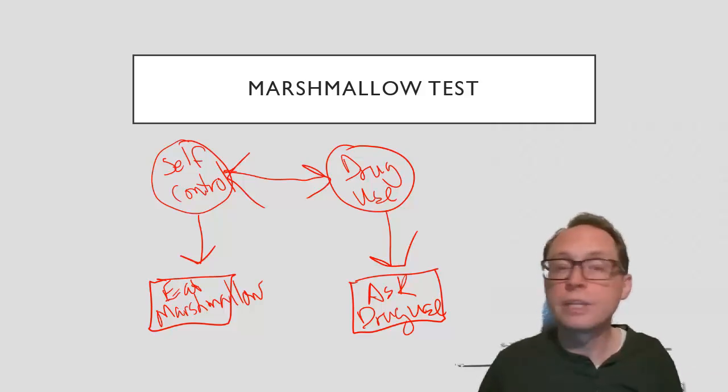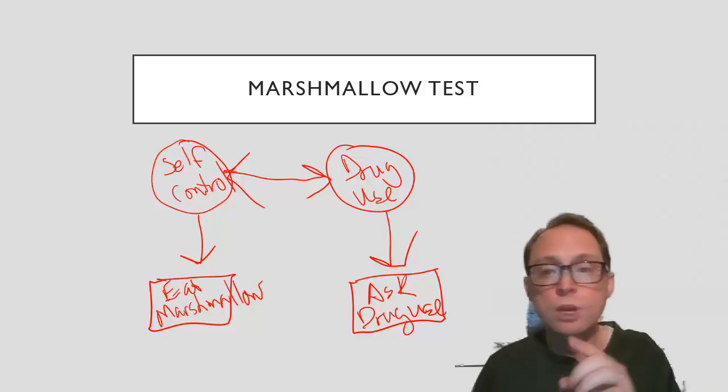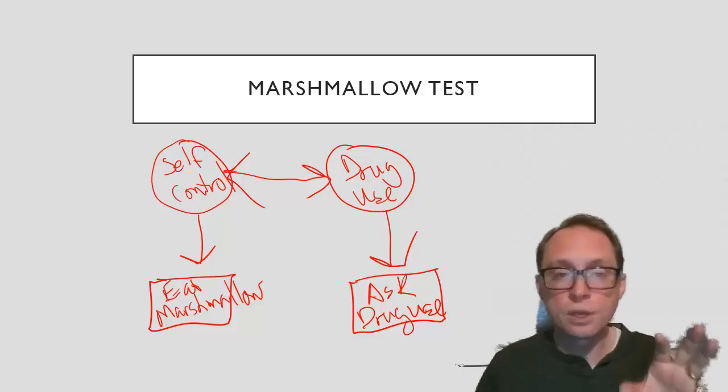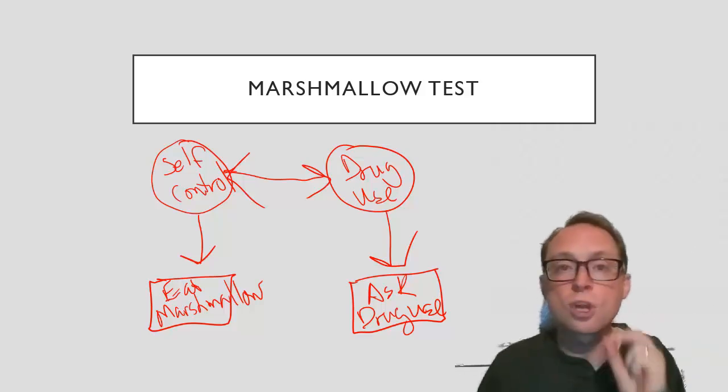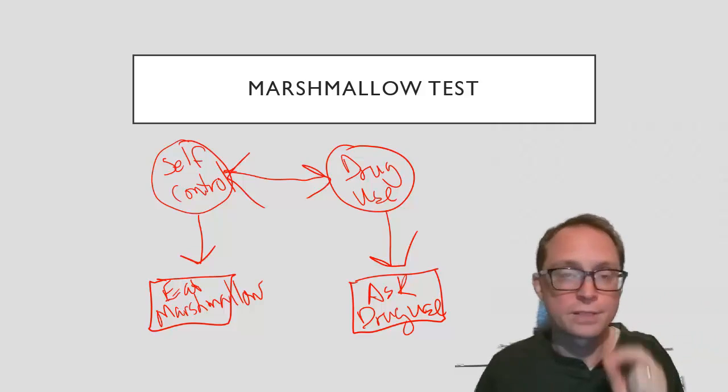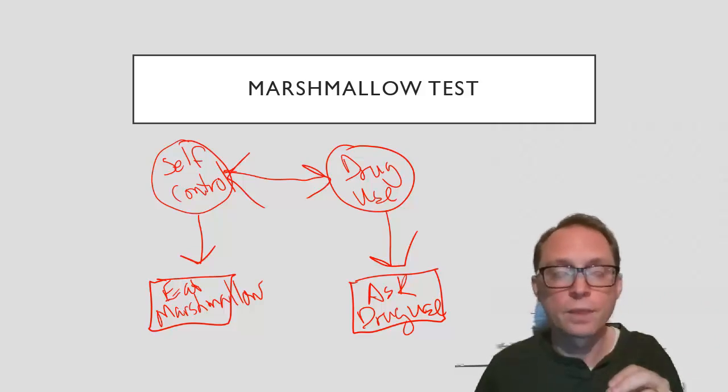And then internal validity would not be a question here because we are not looking at an experiment. We're not saying that self-control causes drug use. So there's not a question of whether or not self-control causes drug use. This is a correlational study. That is not what's being asked here.